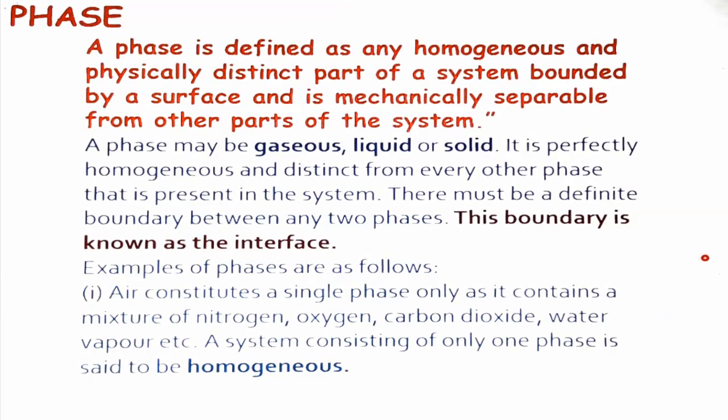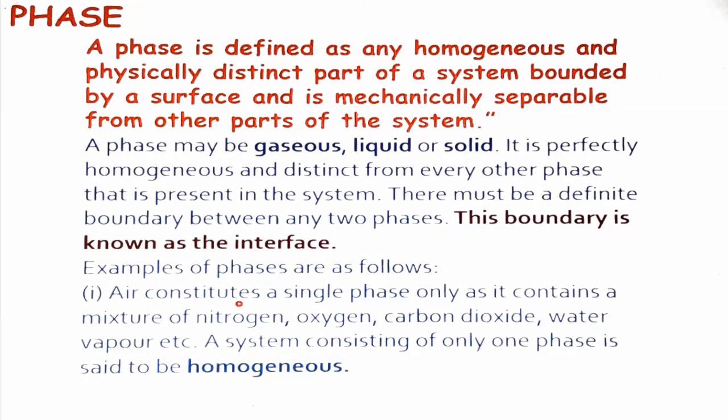In the water system we have three phases: water vapor, liquid water and ice. Ice is completely separable from water, and water is completely separable from water vapor by physical means or mechanical methods. So there are three phases in the water system, and there must be a definite boundary between two phases. This boundary is known as the interphase.